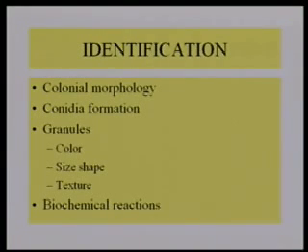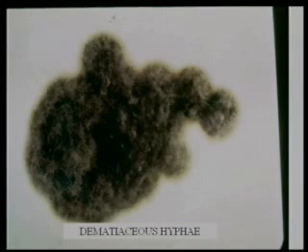We identify them by the colonial morphology, that is, how they grow, the type of mycelium, the color of the mycelium, and the conidia formation that I showed you a little while ago. The granules, the color, the size, the shape, and the texture, and then biochemical reactions by letting them grow on different media with different biochemicals. I don't expect you to remember all that, though.